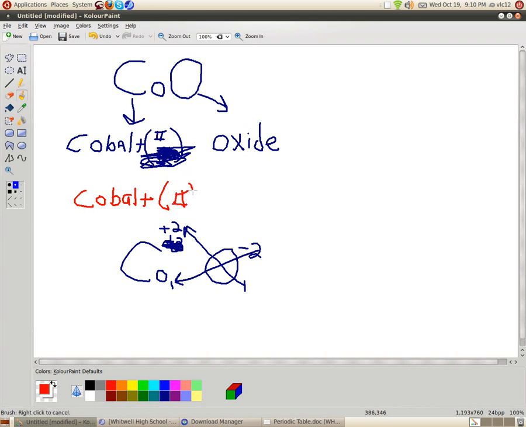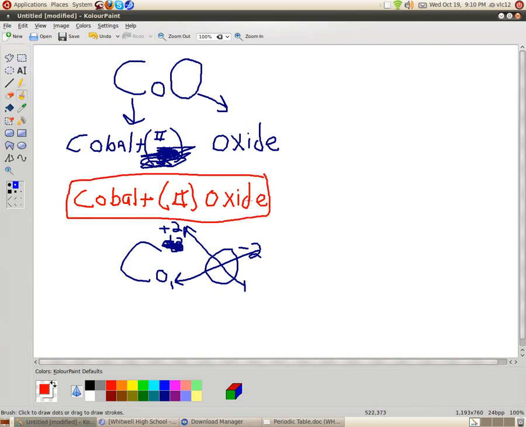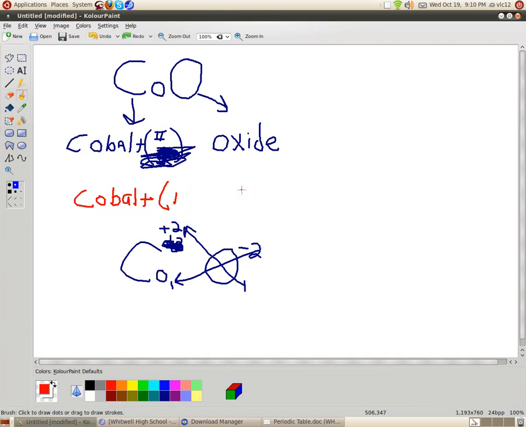Almost looks like pi. Cobalt 2 oxide. Now, one last one and I'm done for tonight for an example. Okay? But there's our answer. Cobalt 2 oxide. Let's say we had something that was not as easy to tell. Okay? And I'm going to show you one that's like that. Get rid of this.